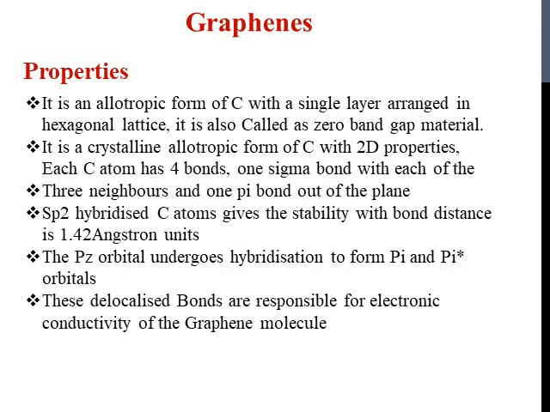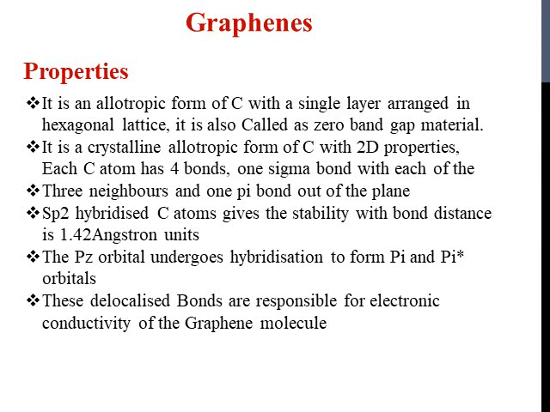Now the last molecule is graphene. You know very well, graphene is a six-membered hexagonal carbon structure. It's an allotrope of carbon with a single layer of carbon atoms arranged in a hexagonal lattice. It is also called a zero band gap material because the band gap between the conduction and valence band is almost zero in the case of graphene.